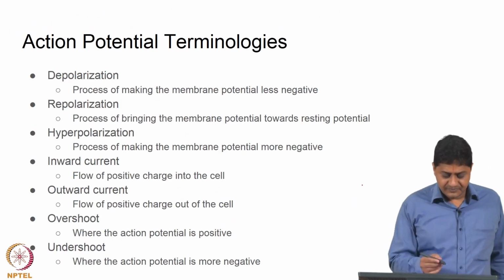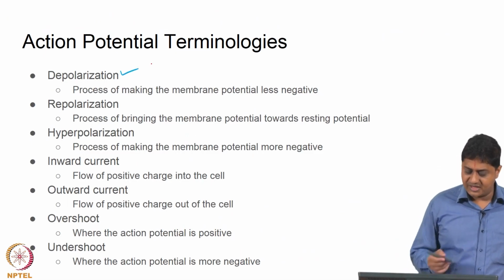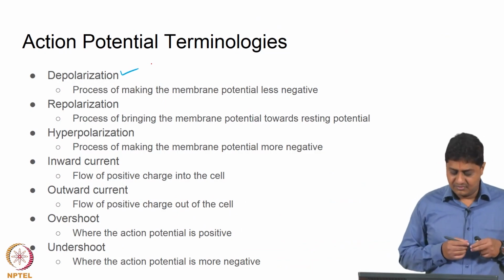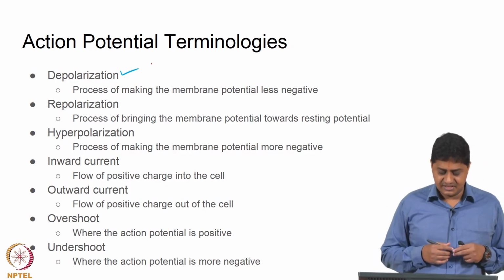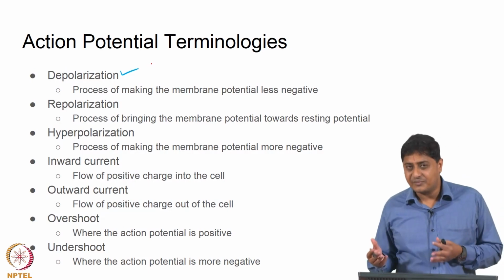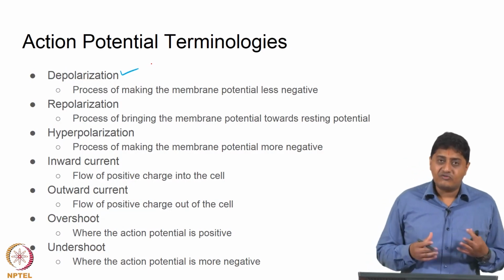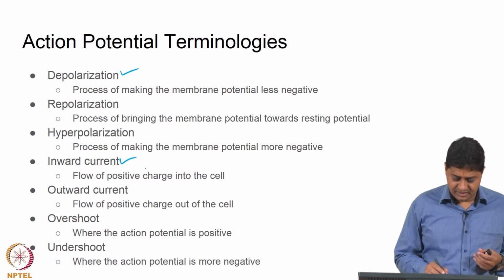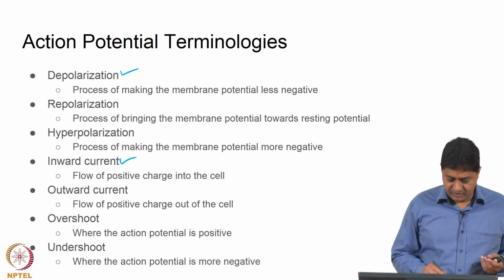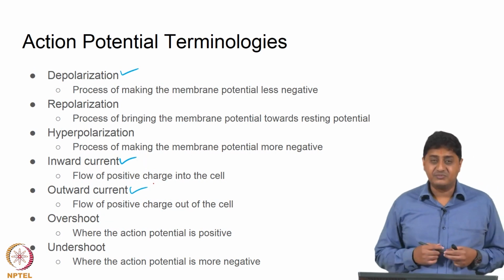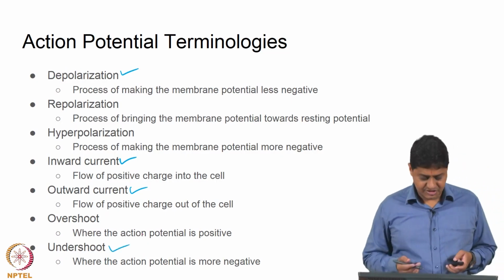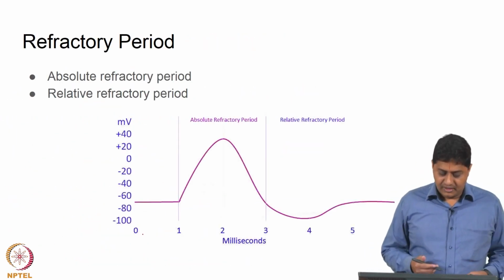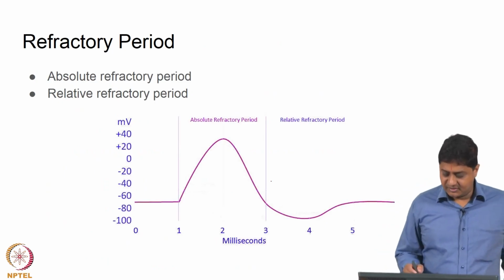So, we already saw this. Depolarization is the process of making the membrane potential less negative, repolarization is the process of bringing back the membrane potential from more positive value. Hyperpolarization is making the membrane potential more negative, say when compared with the resting membrane potential. Flow of positive ions into the cell is called as an inward current, and flow of positive charge out of the cell is called as an outward current. Overshoot is this period when the action potential remains positive, and undershoot is this period during which the action potential is more negative. And we also defined absolute and relative refractory period.